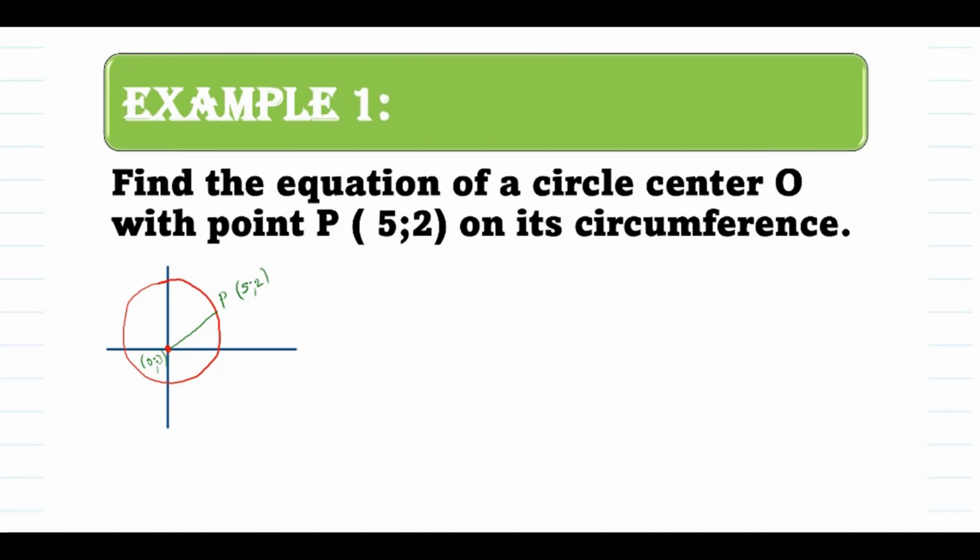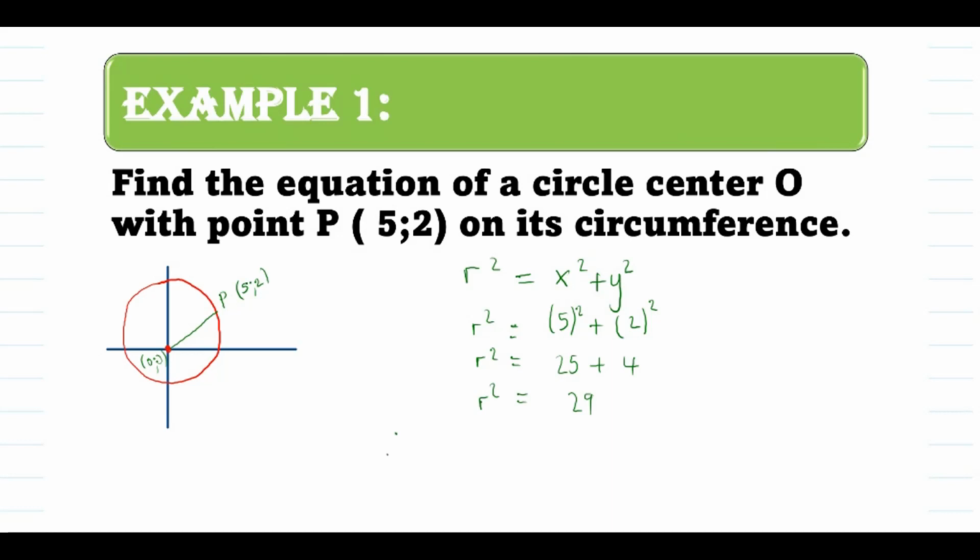The first thing we need to do is use the general equation of a circle centered at the origin, which is r squared equal to x squared plus y squared. We know that our x is 5 and our y is 2, so we can simplify: 5 times 5 is 25, plus 2 times 2 is 4, and that gives us 29. So our r squared is equal to 29.